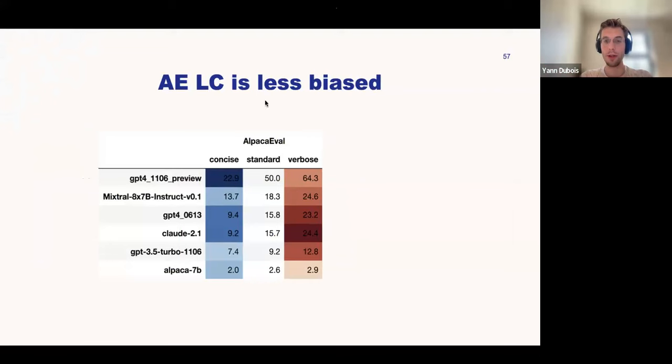So here, what I'm showing you is AlpacaEval. This is the win rate for different models. And here on the right, I'm showing you what if I prompt the model to provide more verbose answers, and what if I prompt it to provide more concise answers? What you see is that the win rate actually has a huge variance. For the same model, if I prompt it to be more verbose, it performs much better on AlpacaEval, at least the original version. So it has this huge variance.